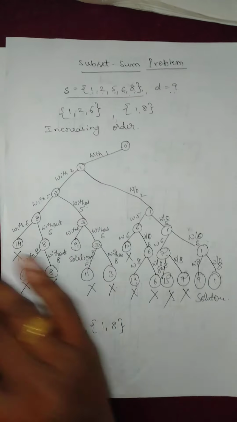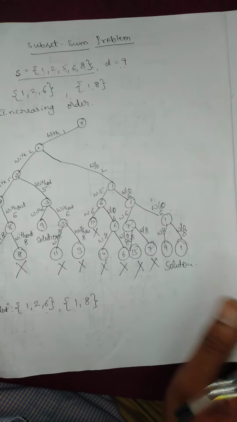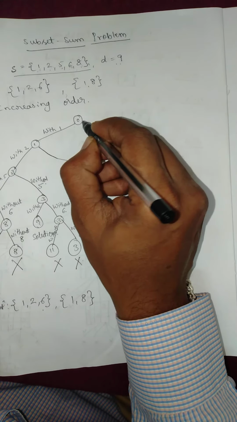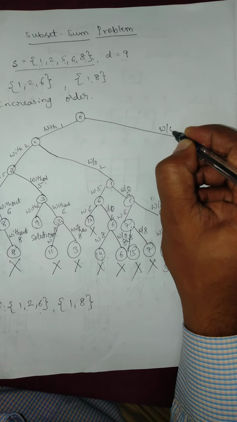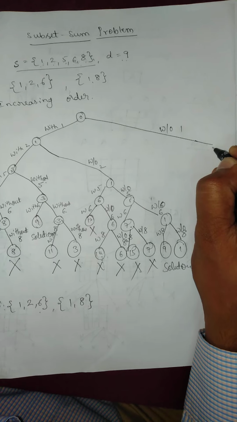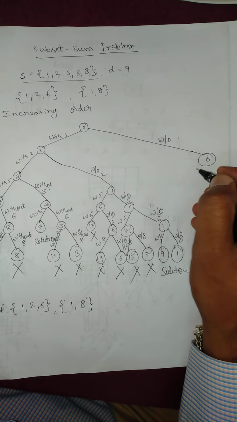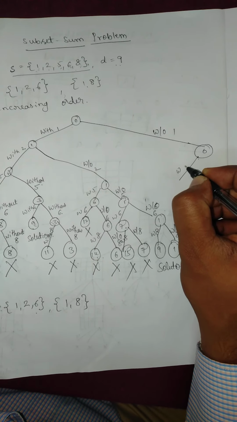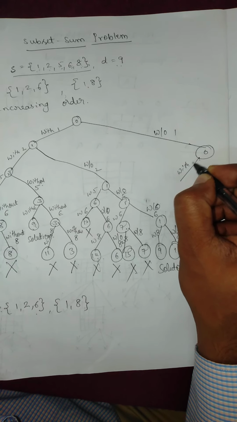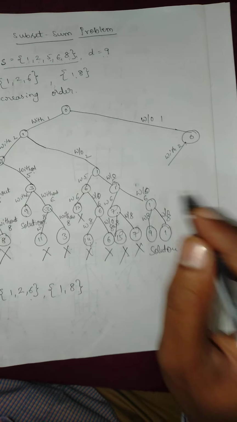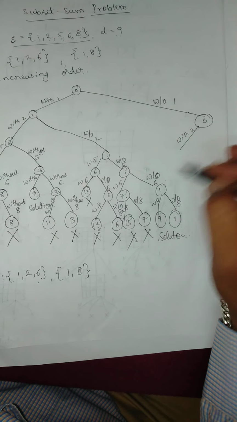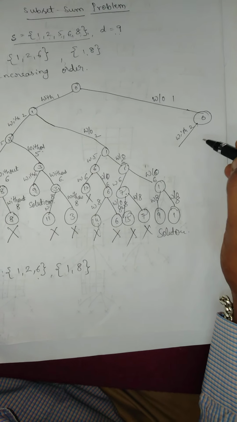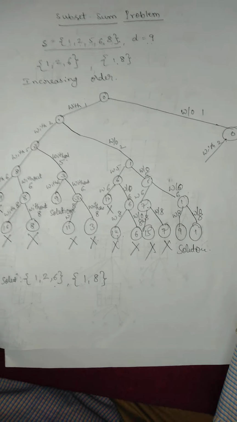Okay, next, without 8, it is 1, and so we have enumerated all the possibilities. So this is the left side of the tree. Similarly, you have to construct the right side of the tree without 1. So without 1, the sum is 0. Next, try including 2. Hope you can continue the tree in this fashion and enumerate all the possibilities.